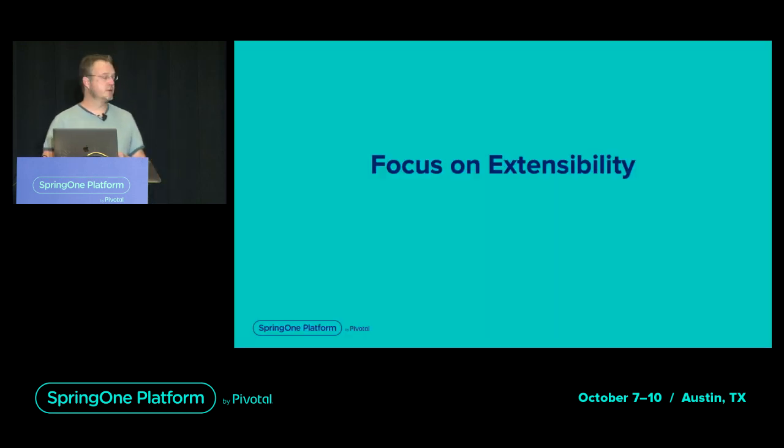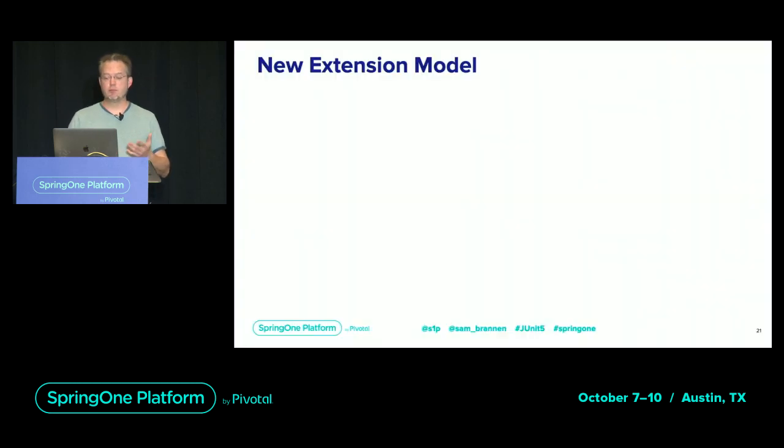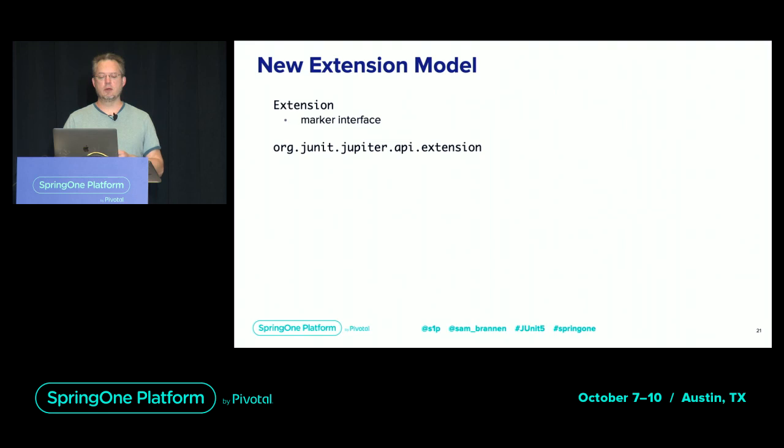So I'd like to also focus on extensibility of the new framework here. We have a brand new extension model. We have an extension interface, which is maybe not too exciting because it's just a marker interface. But all the extensions reside in the org.junit.jupiter.api.extension package. Another thing to notice, the packages have changed, right? So it's not org.junit like it was in JUnit 4. If you're using stuff from Jupiter, make sure you get it out of the Jupiter API package for the things like the annotations and the extension package for the extensions.